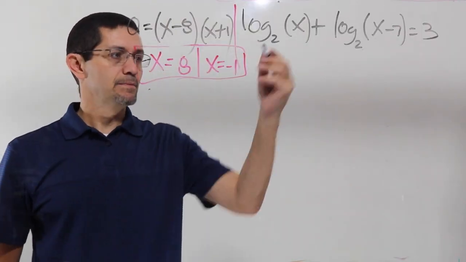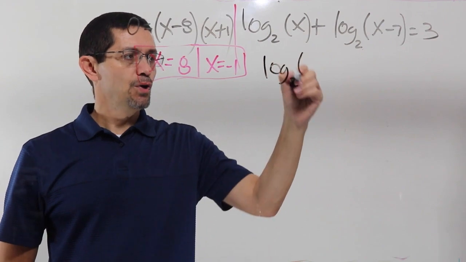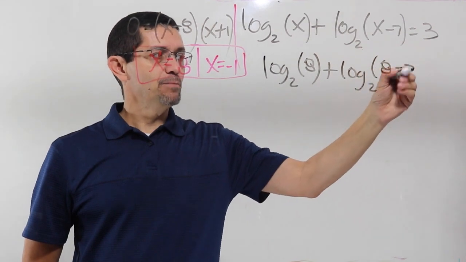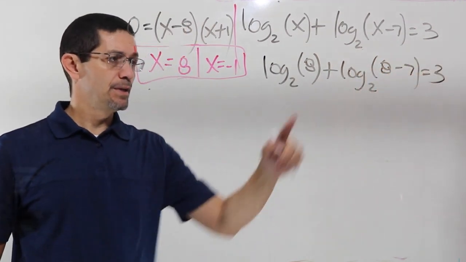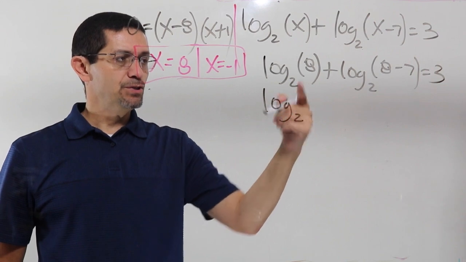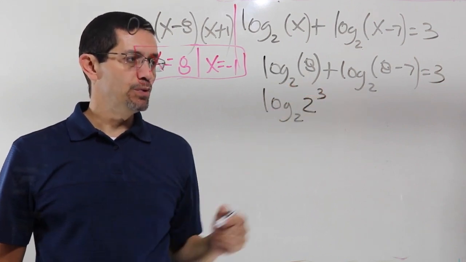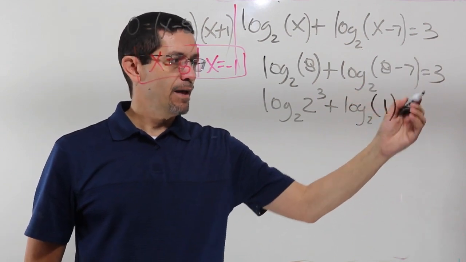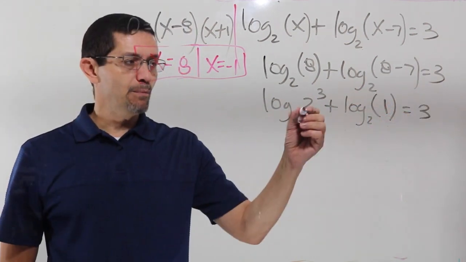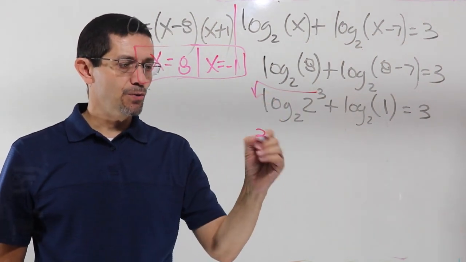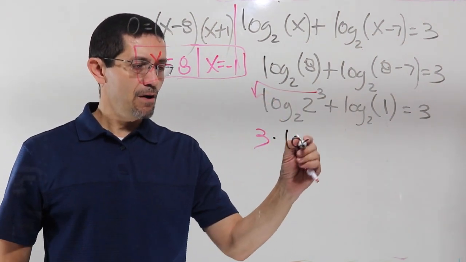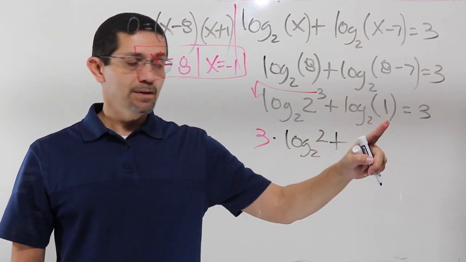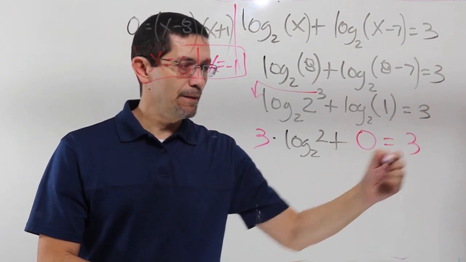All right. And now let's try x equals 8. Let's plug in the 8. So I have log base 2 of 8 plus log base 2 of 8 minus 7. That should be equal to 3. Log base 2 of 8 is the same as 2 cubed. Plus log base 2 of 8 minus 7, which is 1. And that's equal to 3. Remember, this 3 comes here. So 3 log base 2 of 2 plus the logarithm of 1, which is always 0, equals 3.